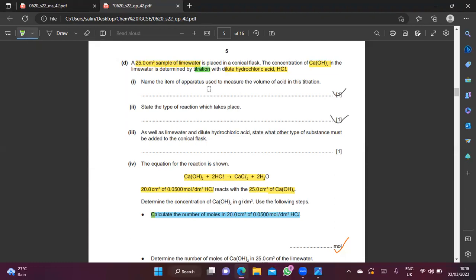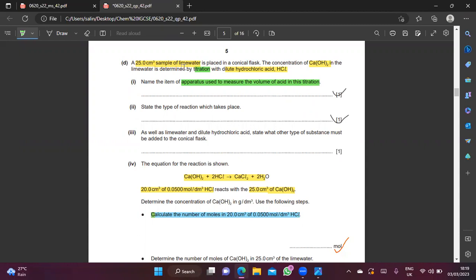Let's have a look at the question first. Yeah, we just answer the question first. Name the item of apparatus used to measure the volume of acid in this titration. Maybe this one I would like you to participate. In a titration process, we want to measure the volume of your acid. What instrument or what apparatus do I use?